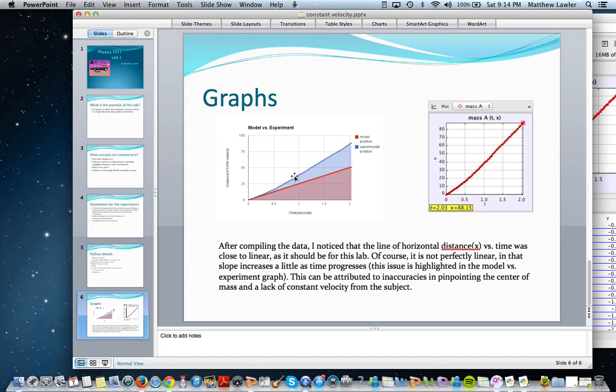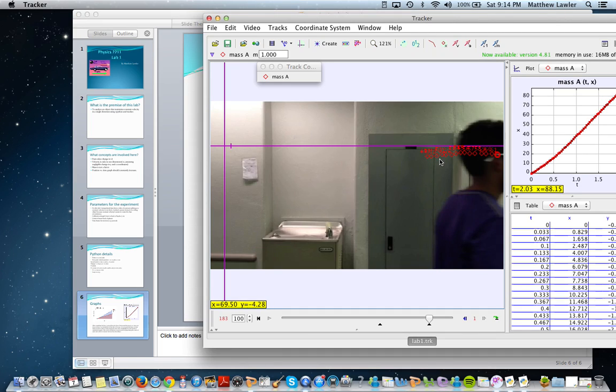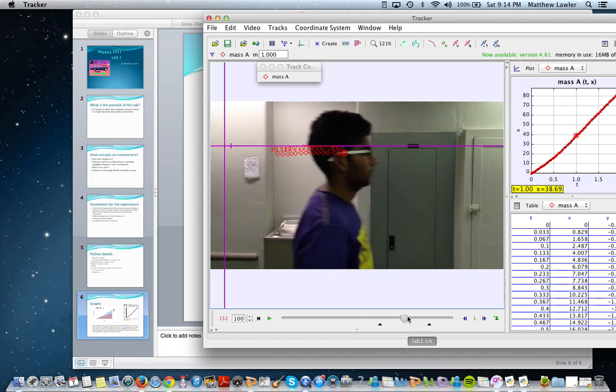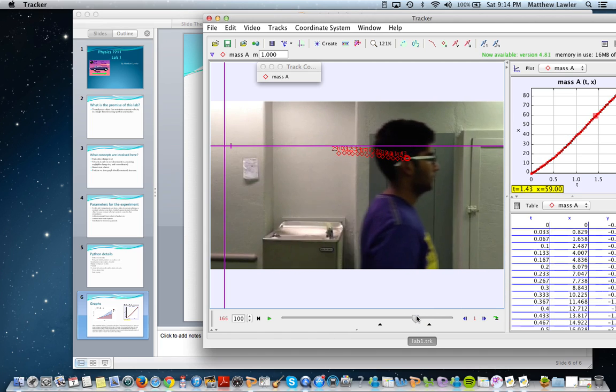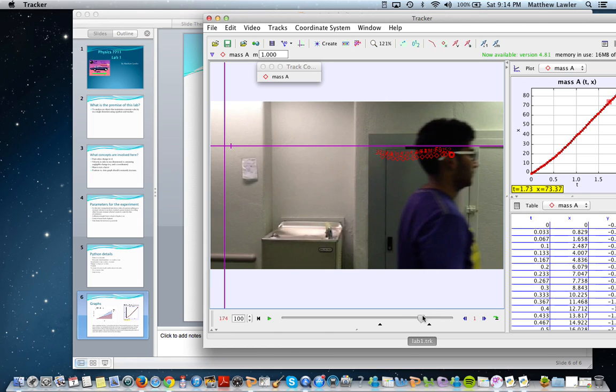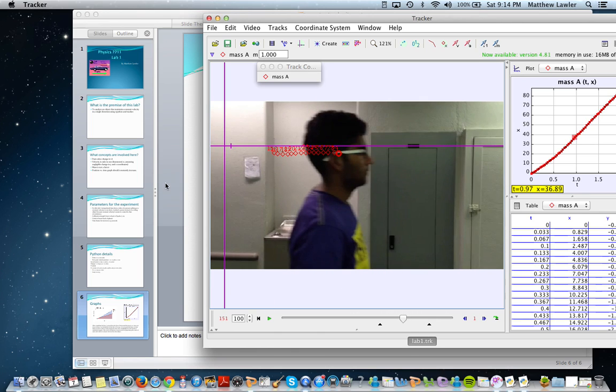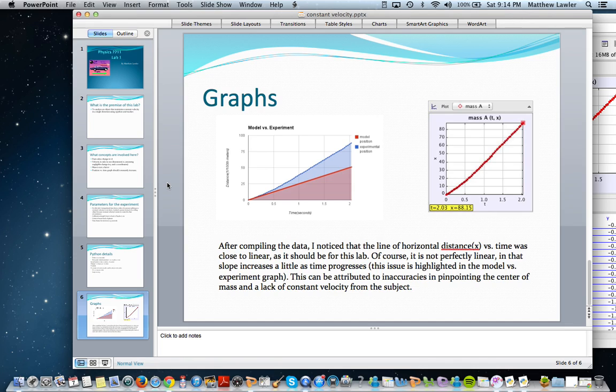And so what we notice is that the person who's acting as the object in this case is speeding up a little bit. But another idea is that the center of mass could be off a little bit on some of those points. If we look back here, not all of them are totally consistent, so that can lead to some discrepancies.